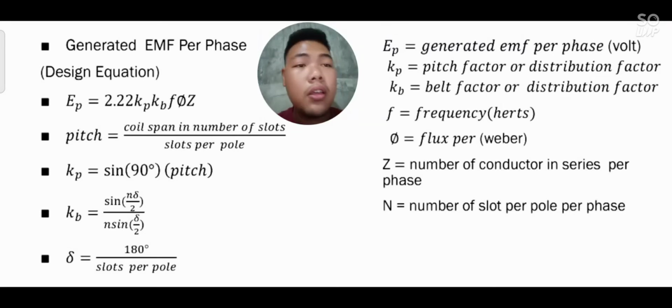E sub P equals generated EMF per phase. K sub P equals pitch factor. K sub B equals belt factor or distribution factor. F equals frequency in hertz. Flux equals flux in Weber. Z equals number of conductors in series per phase. N equals number of slots per pole per phase.